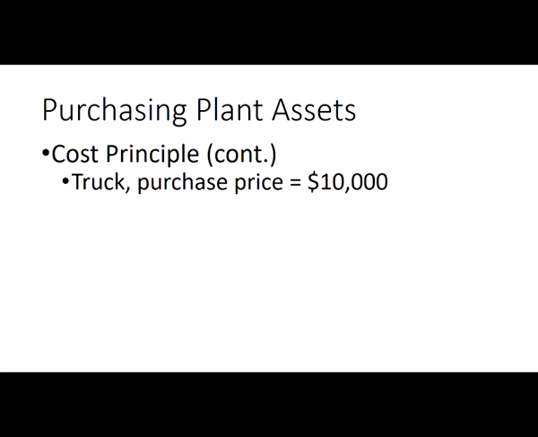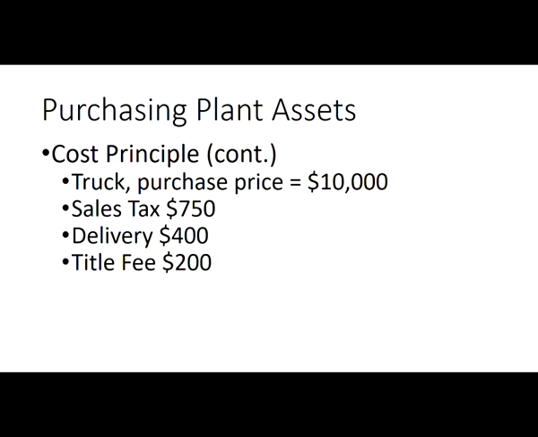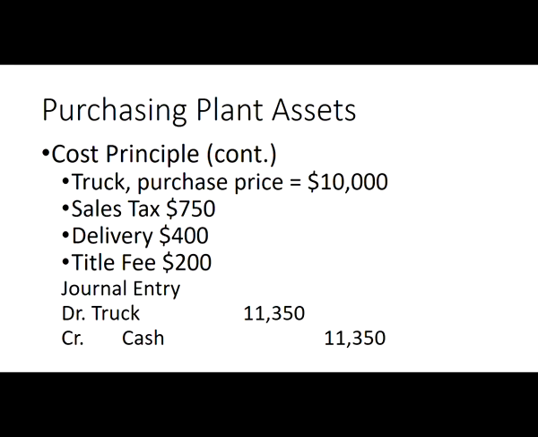So as an example, we purchased a truck for $10,000. The sales tax is $750, delivery fee of $400, title fee of $200. What's our journal entry given all these things? And these are all things that would be included in the price of the truck. What's our journal entry? Truck debit $11,350 and credit cash $11,350. Now, we might have done all these things on different times or dates, and so this might have been actually 4 journal entries that total $11,350. That's fine, but for our purposes in this class, just consider those things all to be together.